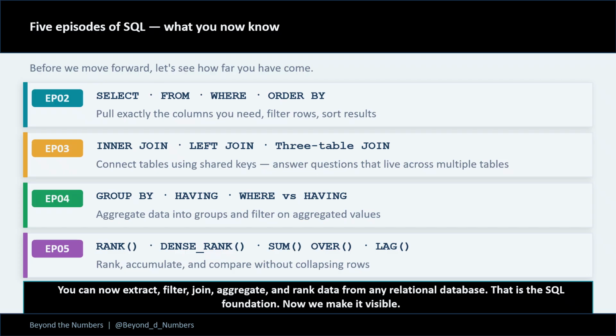Tutorial 4 gave you group by and having. You can aggregate data into groups, count, sum, average, and filter on those aggregated values. Tutorial 5 gave you window functions. You can rank, accumulate, and compare without collapsing your rows. You can now extract, filter, join, aggregate, and rank data from any relational database, and that is the SQL foundation. Now we want to visualize it, we want to make it visible.